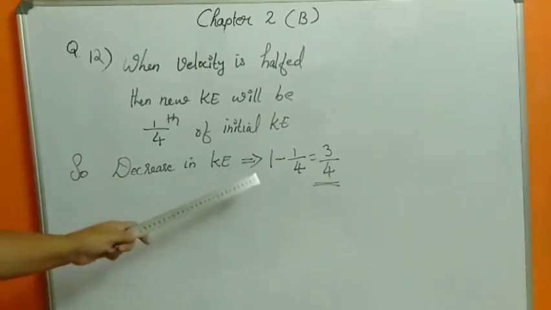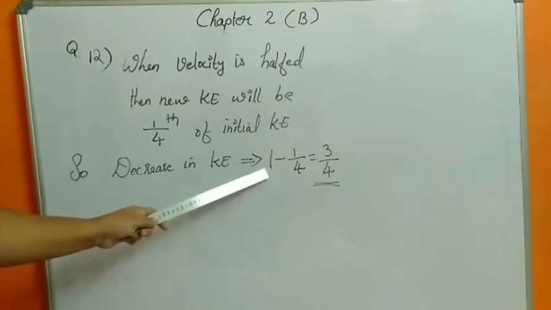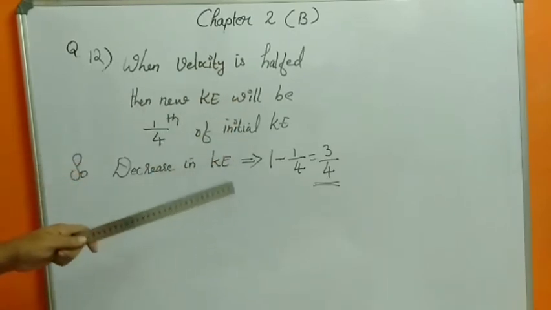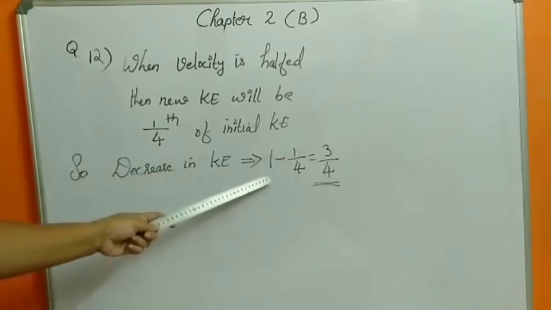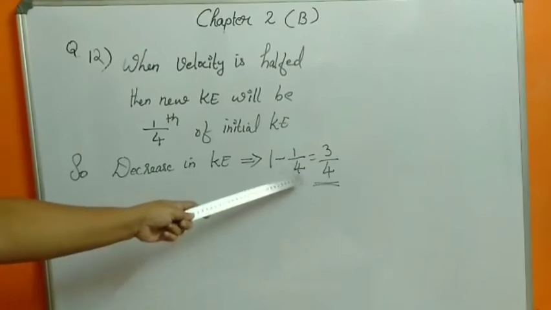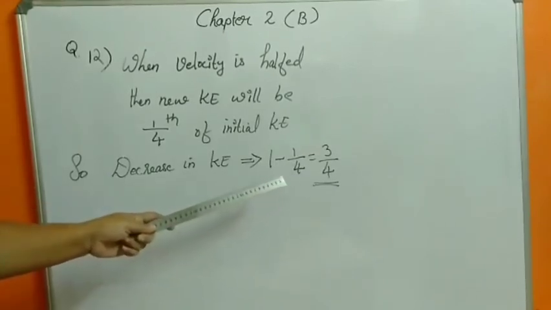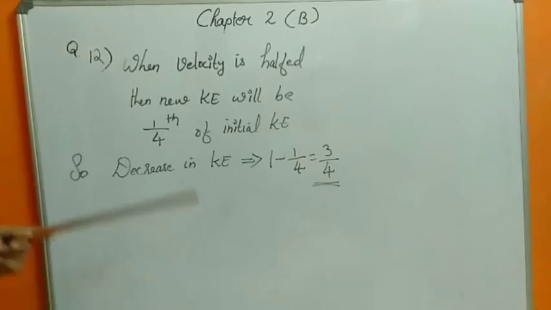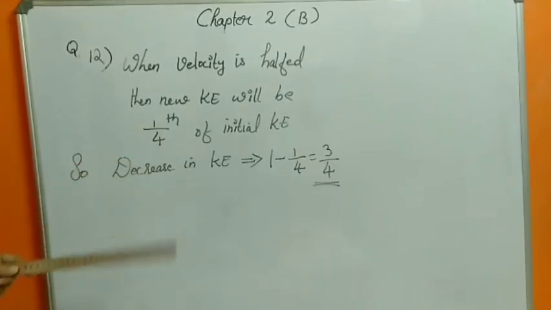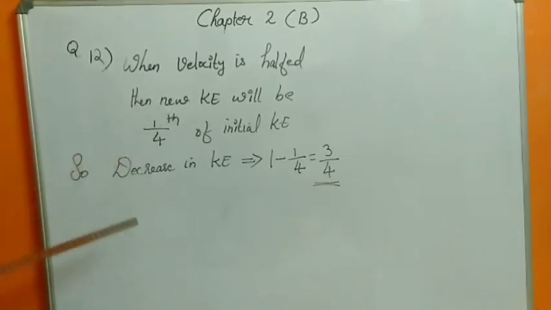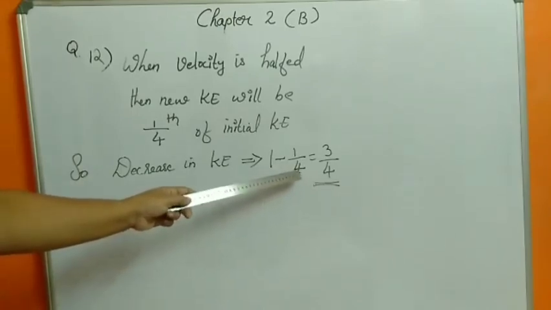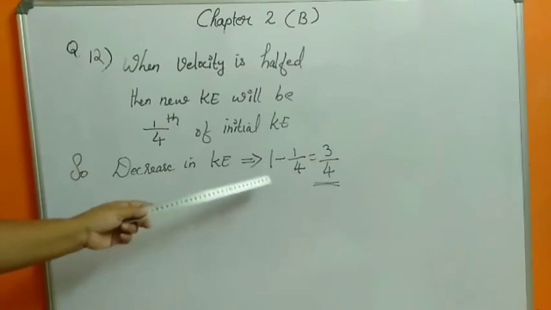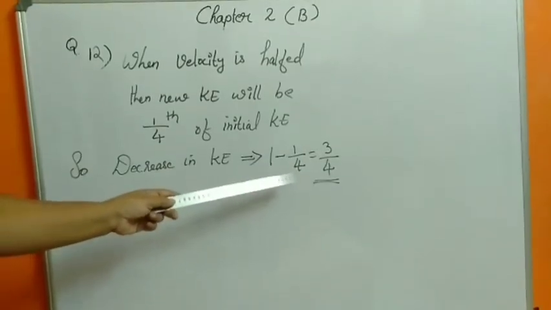Initially, generally we used to take the initial kinetic energy as 1. Once the velocity is reduced to half, the final kinetic energy becomes 1/4. So initial kinetic energy was 1 and final kinetic energy was 1/4. Actually we used to say initial energy is 100, final energy is 500. How we used to find the increase? 500 minus 100. The same way, initially it was 1 and it reduced to 1/4. So decrease will be 1 minus 1/4 equals 3/4.